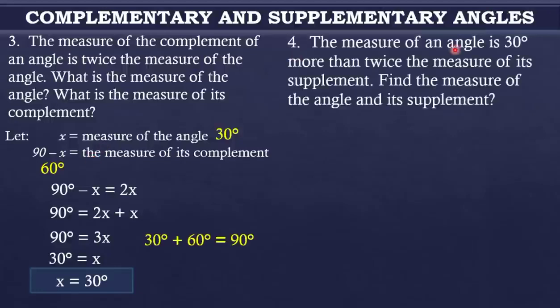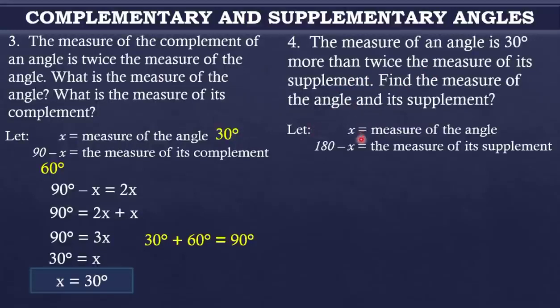The measure of an angle is 30 degrees more than twice the measure of its supplement. Find the measure of the angle and its supplement. Again, let us represent: this is the measure of the angle, x. Since we have to find the measure of the angle and its supplement, its supplement is, from 180, because these are supplementary angles, 180 minus x.